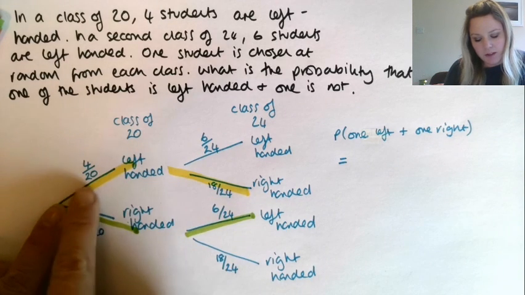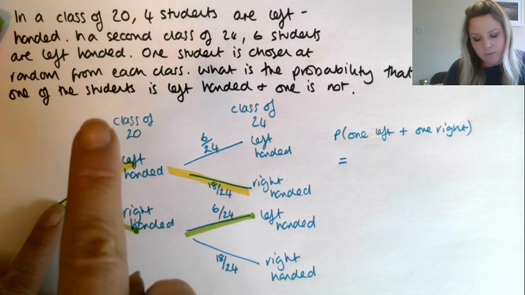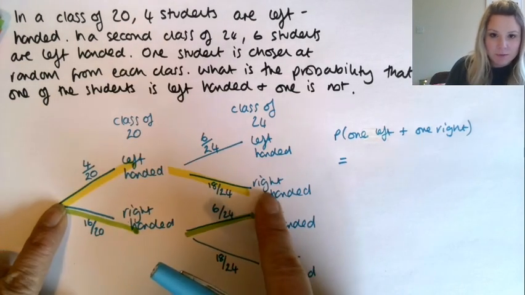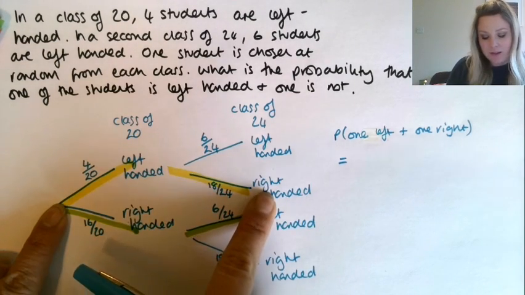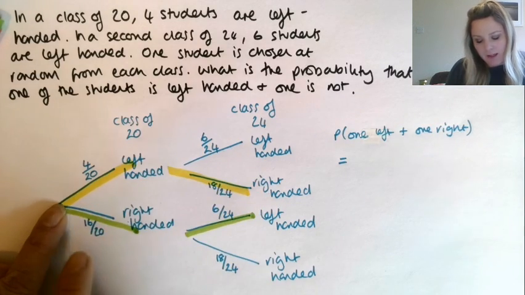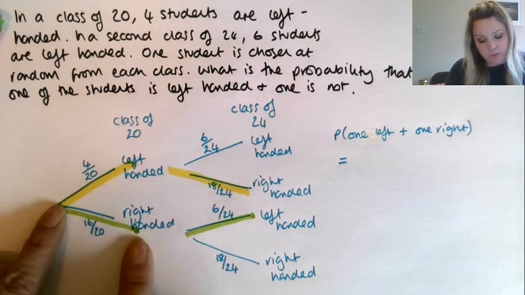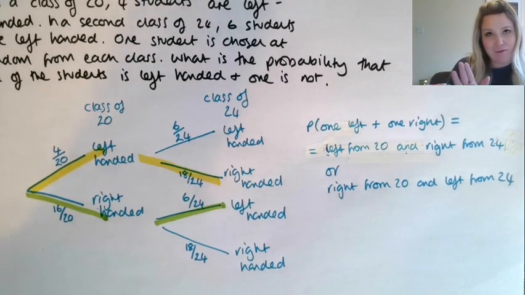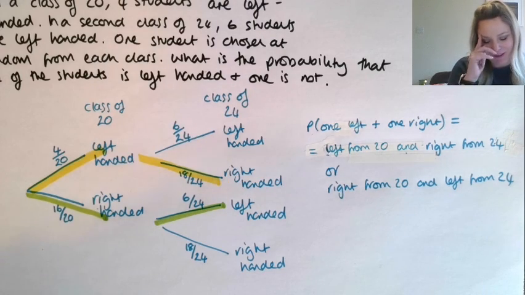So this first one is that we get someone from the class of 20 who is left-handed and someone from the class of 24 who is right-handed, or we're going to get the other way around. We're going to get a right-handed person from that and a left-handed person from that. Right, I faffed about for ages here trying to think of the best way to word this.